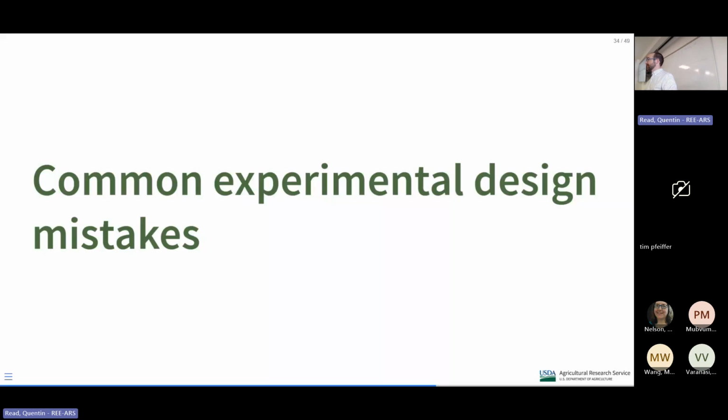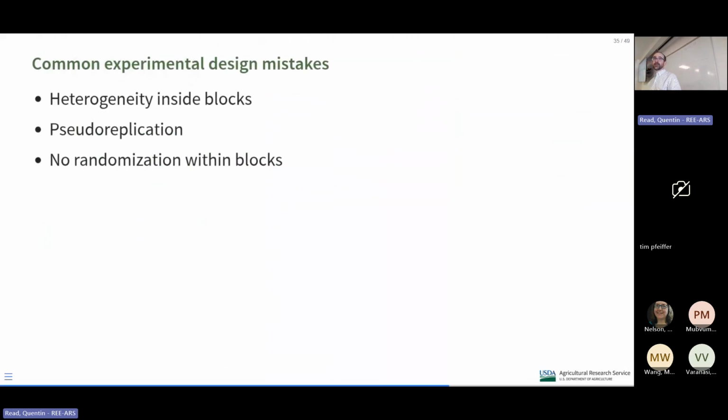Let's talk about some common mistakes and pitfalls in experimental design. Heterogeneity inside blocks, pseudo-replication, and failure to adequately randomize within blocks.